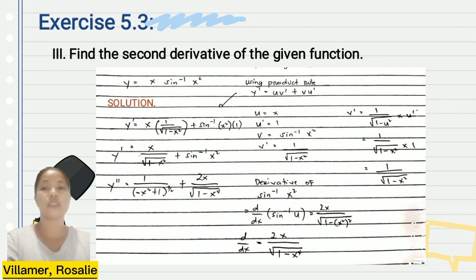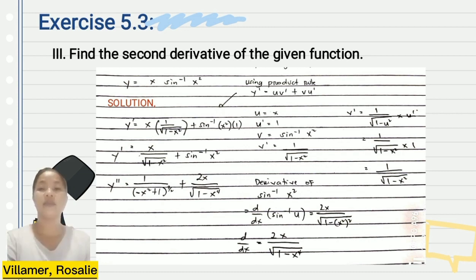And substituting, u is equal to x, the derivative of u is equal to 1, v is equal to sin raised to negative 1 of x squared, and the derivative of v is equal to 1 over the square root of 1 minus x squared. This is equal to x times 1 over the square root of 1 minus x squared plus sin raised to negative 1 of x squared times 1. It is equal to x over the square root of 1 minus x squared plus sin raised to negative 1 of x squared.